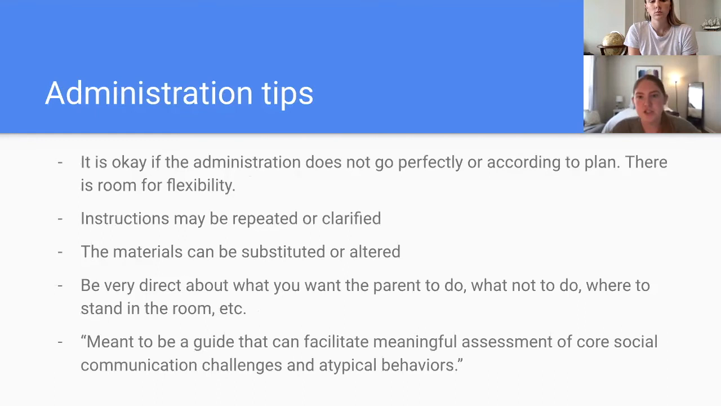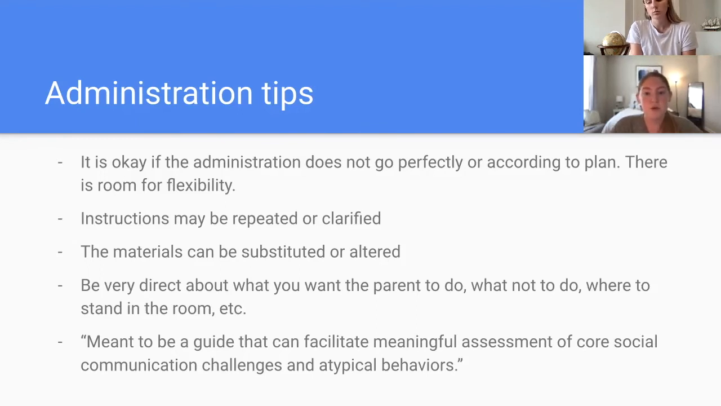So some administration tips. It's important to remember that it's okay if things don't go according to plan, there's a lot of room for flexibility. Instructions can be repeated and clarified, and the materials can differ from administration to administration. They don't need to be very specific. We don't want parents going out and buying materials for this assessment. And it's okay to ask the parent what they saw in the assessment, like, oh, I didn't quite catch where the child was looking, what did you see? So getting that parent feedback is also really helpful.